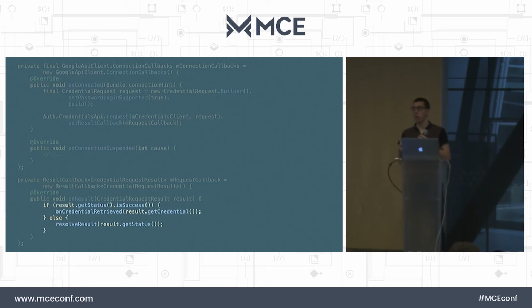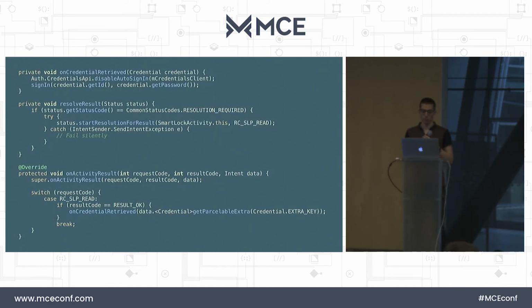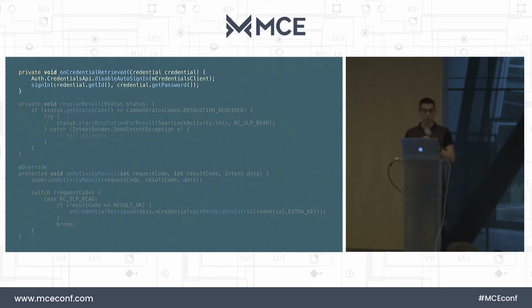If the status is okay, then we have the credential and we can log in directly. If not, we have to resolve the result. So let's consider the case when we have the credentials directly. What we have to do is just sign in. We get the ID, which is the email in our case, and we get the password, and we can sign in directly, completely transparently. So the user has nothing to do, they will be auto-connected.